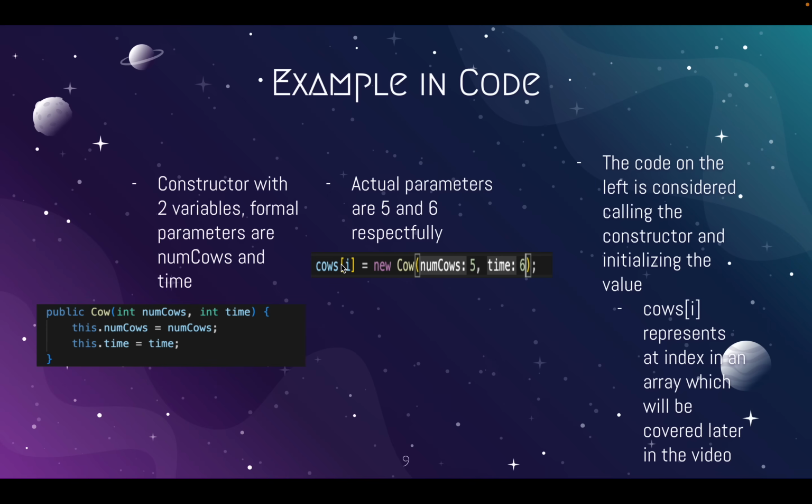And you can just ignore this part. I'm basically putting it in an array, which we'll go over in Unit 5 or 6. The code on the left is considered calling the constructor. So actually, it's an error. The code on the right, which I'm hovering over right now, is calling the constructor and initializing the value to cows. And just ignore the cows at I part. We'll cover it later in the video.